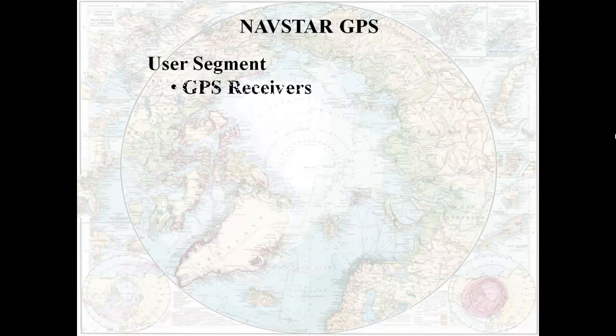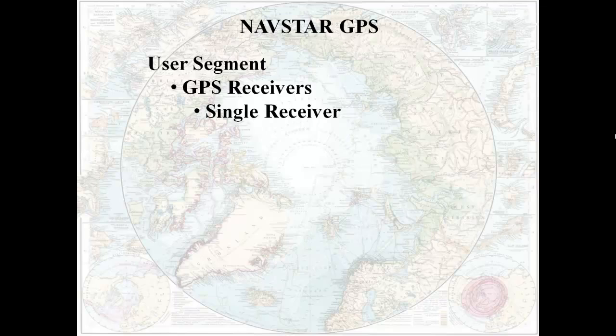The user segment is the receiver. Okay, the receiver is the handheld or the phone unit that you have that's going to triangulate based upon the signals it receives from the satellites. Single receivers are the basic handheld and phone receivers. They receive one frequency from the satellites.